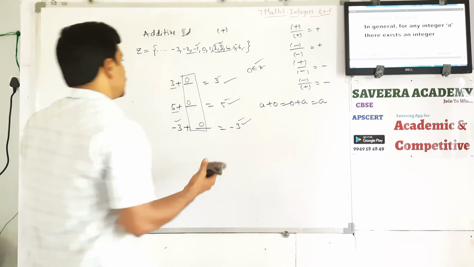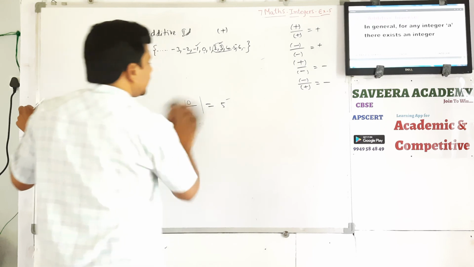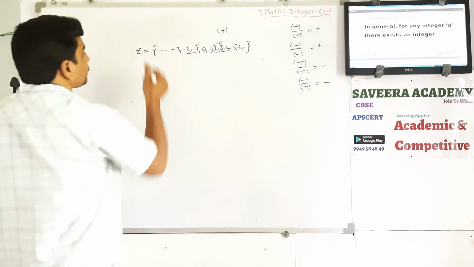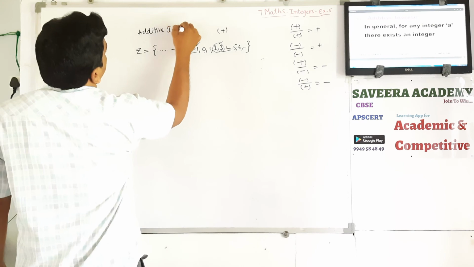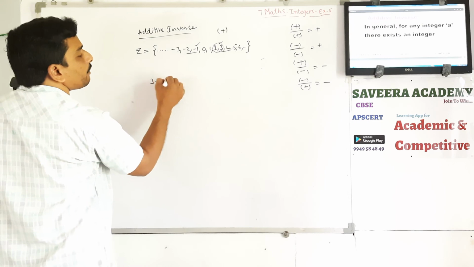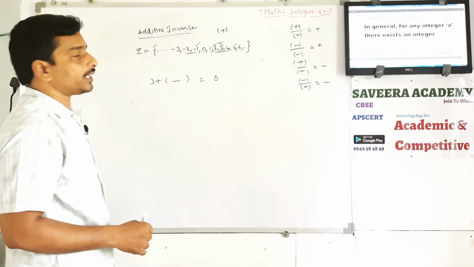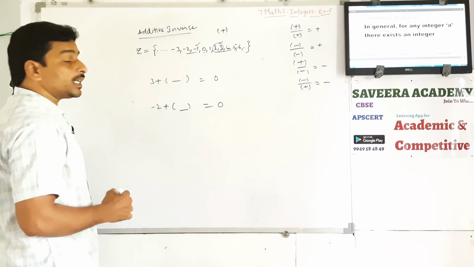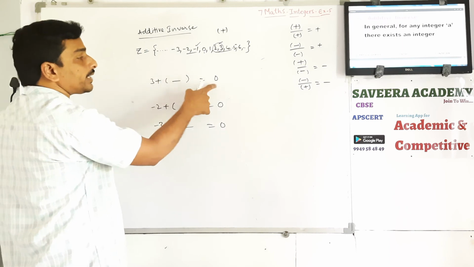Next, additive inverse. Additive inverse also you have to understand. Additive inverse means nothing, very simple. Suppose here 3 plus dash is equal to 0. I have to get additive identity. Next, minus 2 plus dash is equal to 0. Minus 3 plus dash is equal to 0. What do I have to write here to get 0?